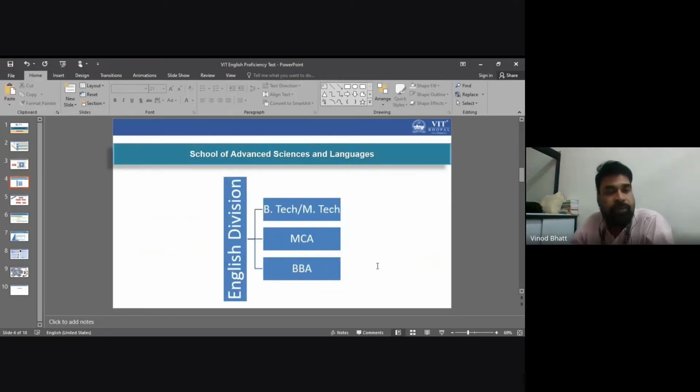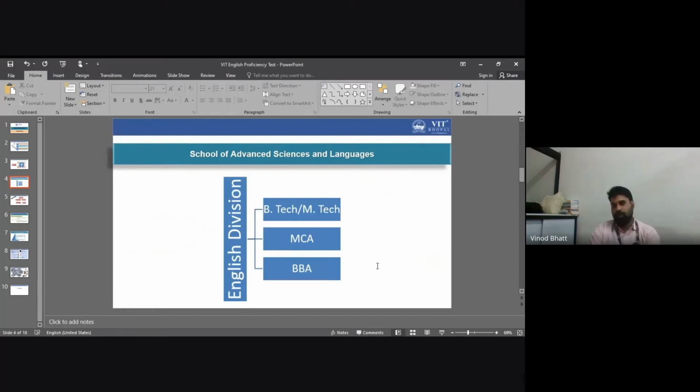Let me just brief you on what the English division is. The English division is a part of the School of Advanced Sciences and Language, VIT Bhopal University. We have certain curriculums, and we offer our courses in BTech, MTech, MCA, BBA. And we also deal with many soft skill courses, which provide a kind of training for the placement process. We have total 8 credits.